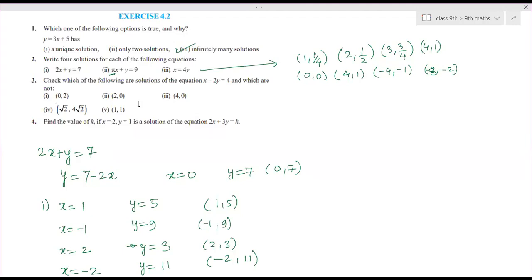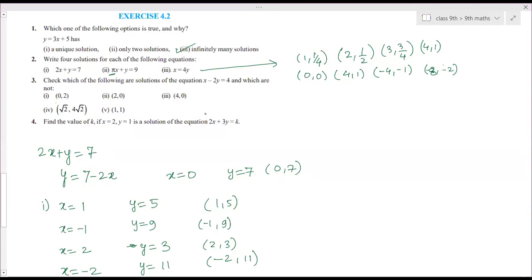Ma'am, I completed third question. Good. Now I have a doubt in the fourth one. Yeah, what is the doubt? Fourth part. Which one? Here, third question, fourth part. Yeah, try substituting. What is the problem?